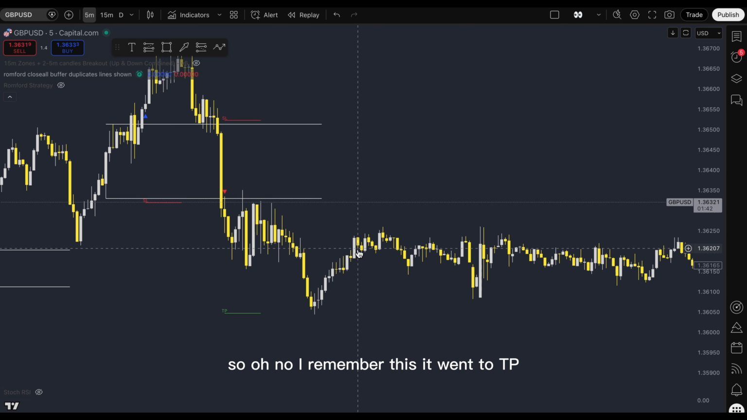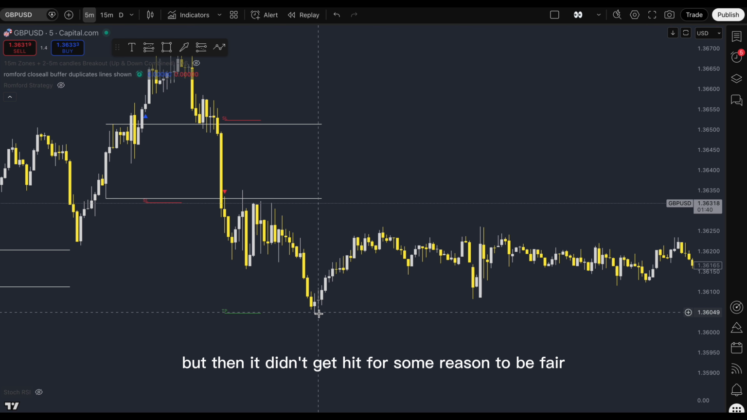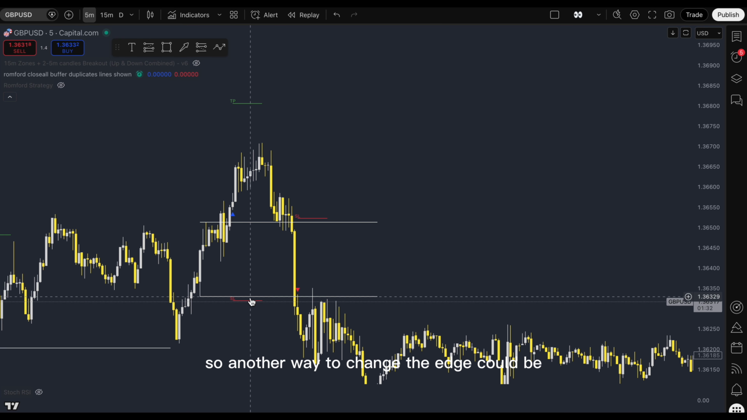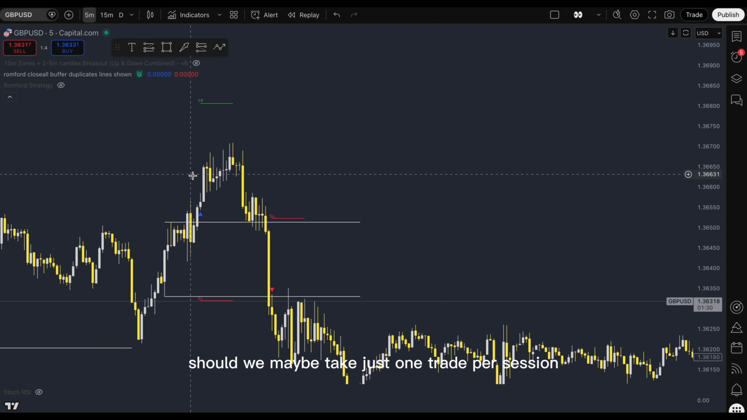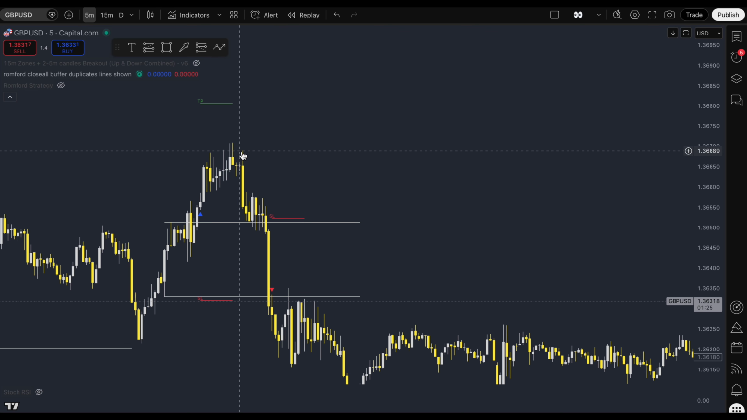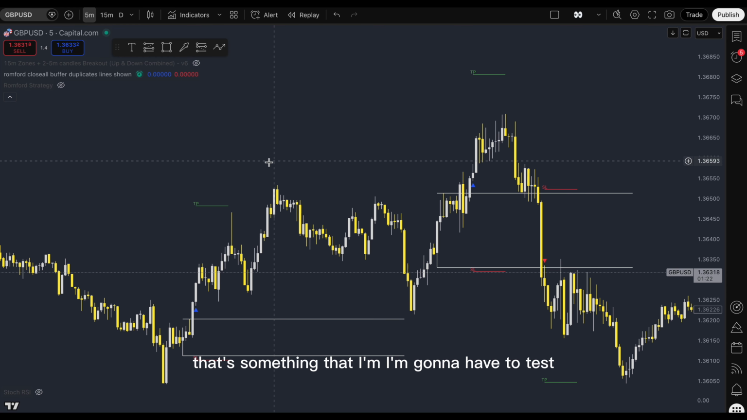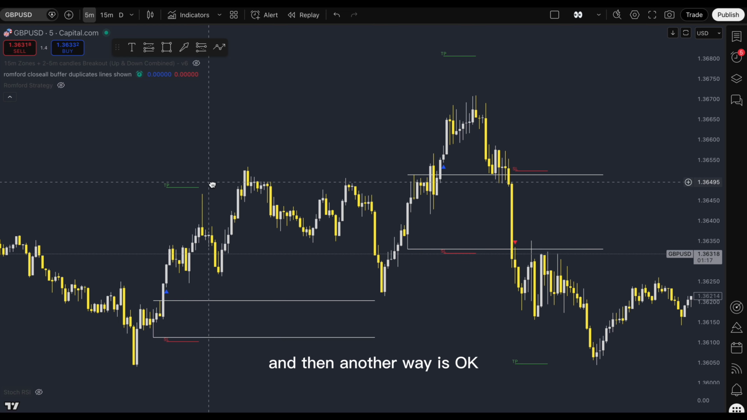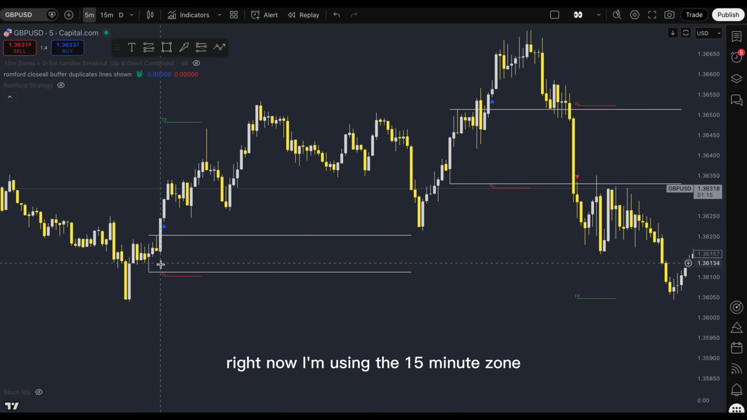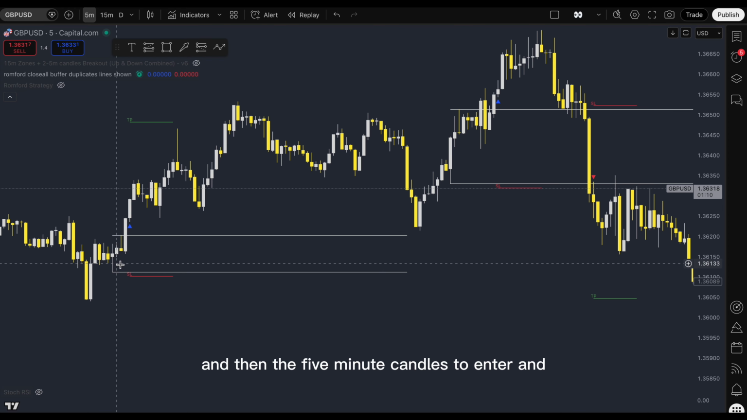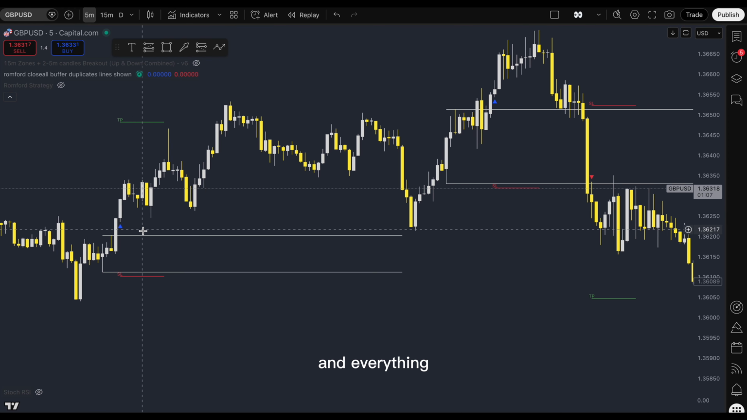So, oh no, I remember this. It went to TP, but then it didn't get hit for some reason. To be fair, it barely touched it. So, yeah. So another way to change the edge could be, should we maybe take just one trade per session? So if this one doesn't go right, then that's it. I don't know. That's something that I'm gonna have to test. And then another way is, okay, right now I'm using the 15-minute zone, as in I'm using from 7 to 7:15, and then the 5-minute candles to enter and everything.